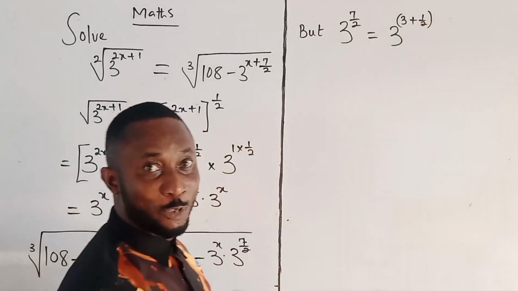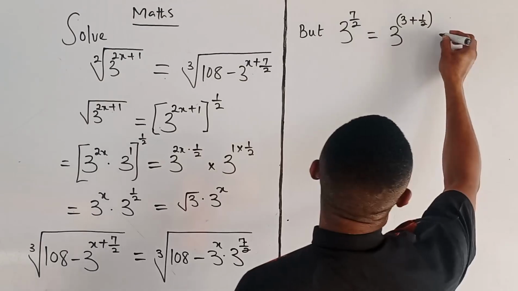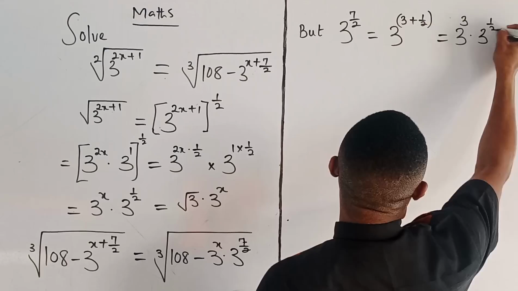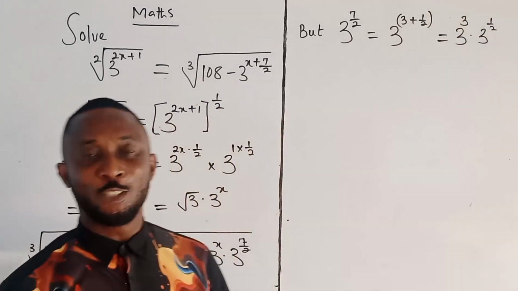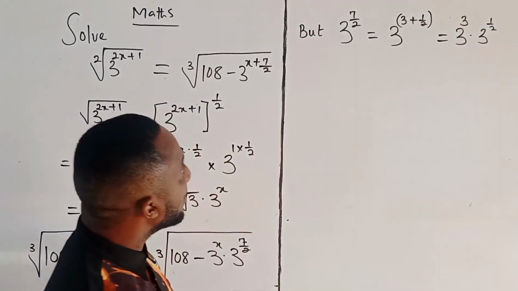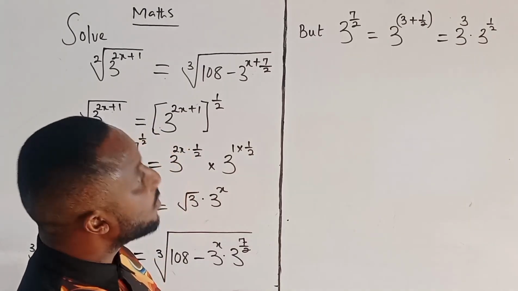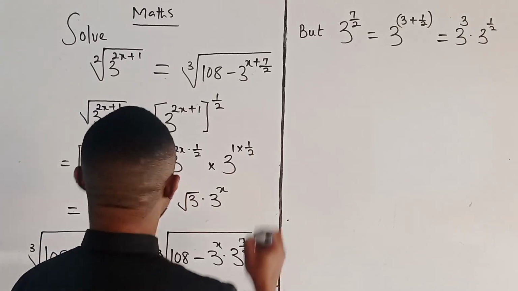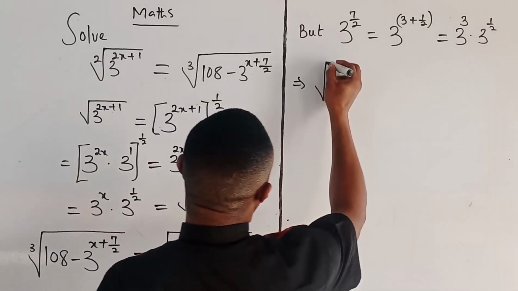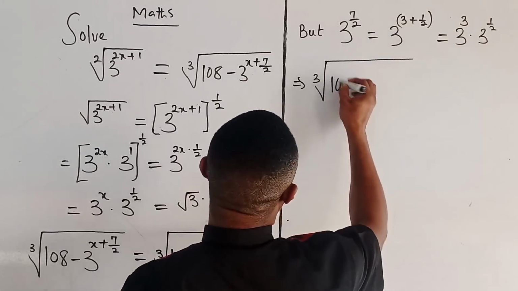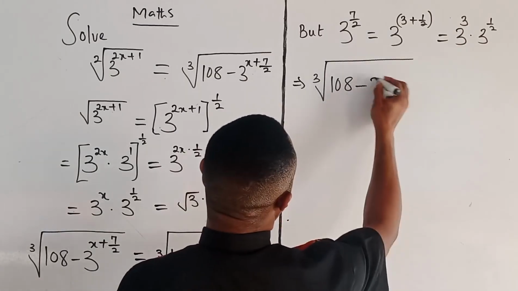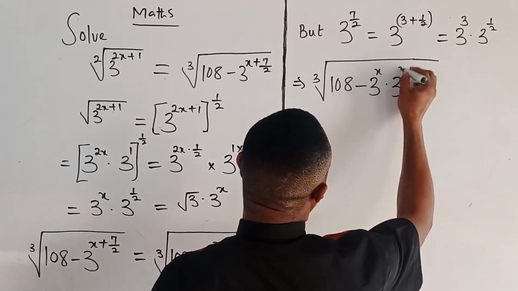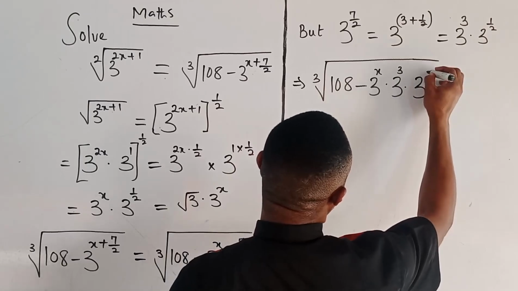Then again, I will also use the product rule to split this. This is going to be 3 to the power of 3 multiply 3 to the power of half. And we know that 3 to the power of half is square root of 3. Sorry for the slip, not cube, square root of 3. I'm a bit overexcited. Then I can write this radical to be cube root 108 minus 3 to the x multiply 3 cube multiply 3 to the power of half.